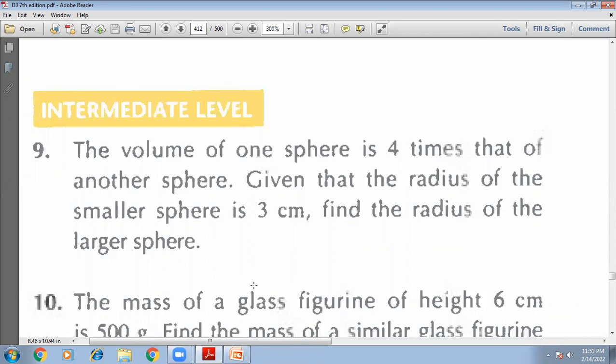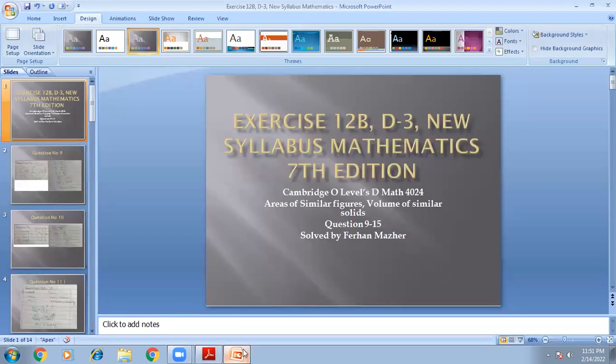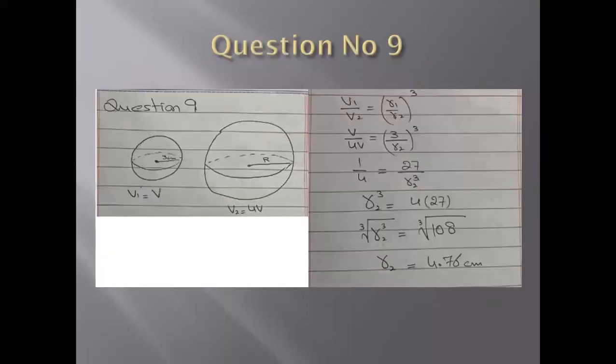So you see, when it says that the volume of one sphere is 4 times that of another sphere, it means that V1 by V2 is equal to 1 by 4. Means if one sphere's volume is 1, the other one will be 4. Given that the smaller sphere's radius is 3 centimeter, we have to find the radius of the larger sphere. Okay, so let me show you. So here we go.